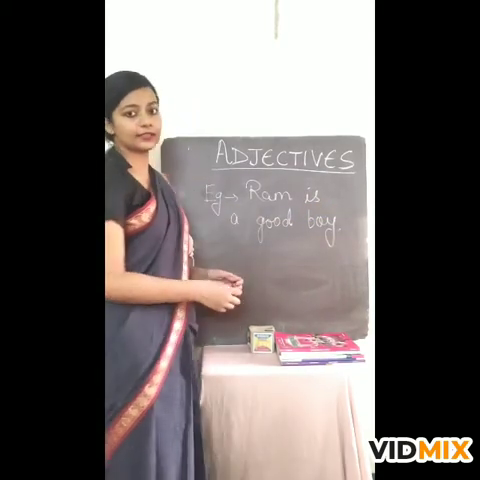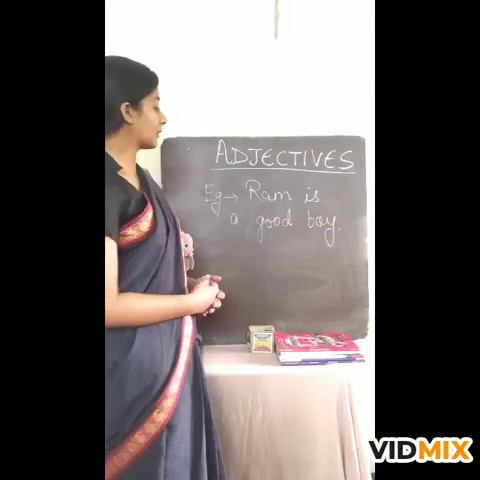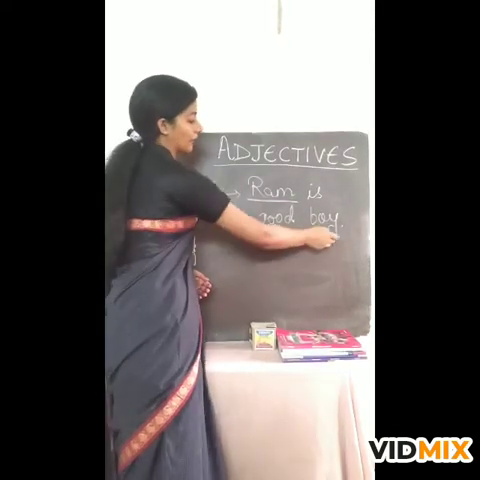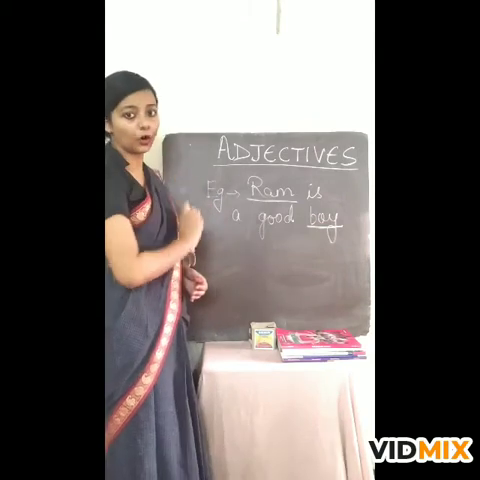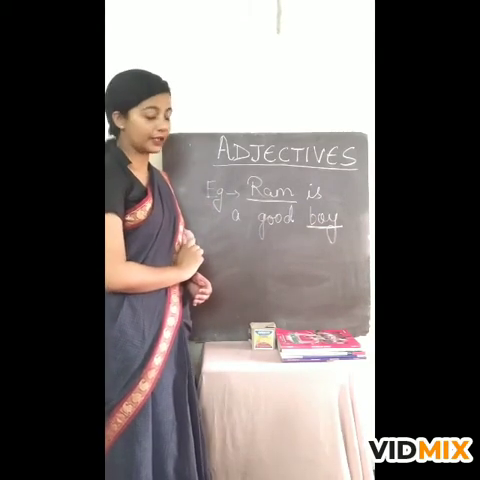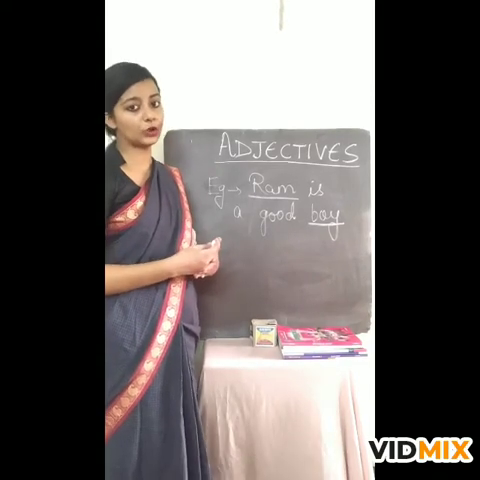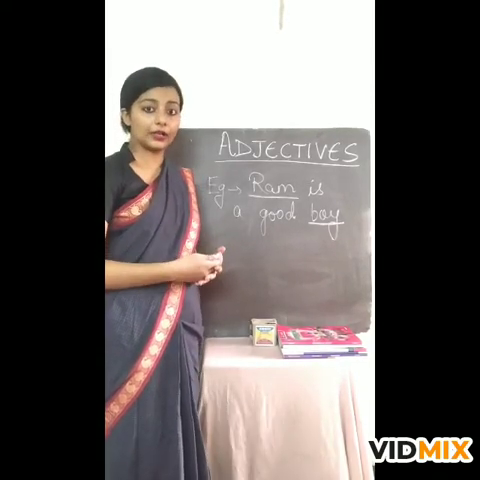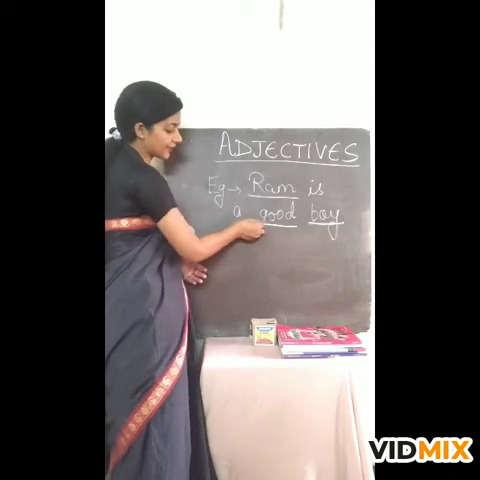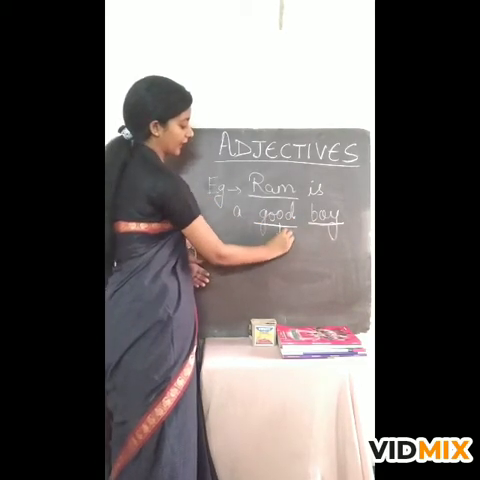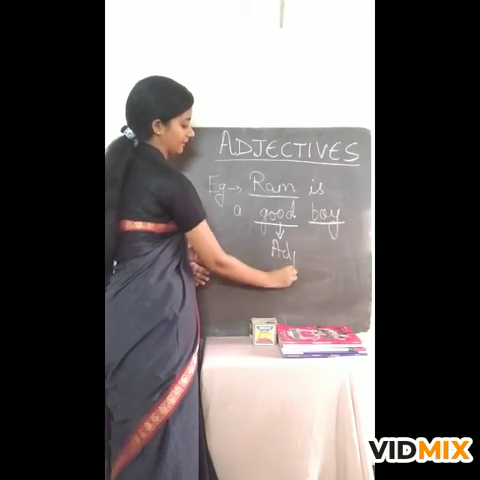Now in this sentence, what is the noun? Noun is Ram, because Ram is a person. And one more noun is boy. Boy is also a person. And in this sentence, which word is describing the noun? The word good is describing the noun. So, good is the adjective.